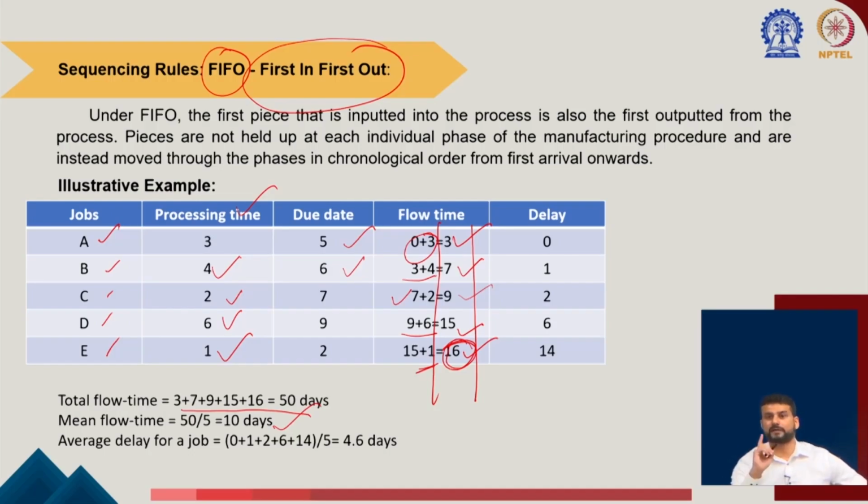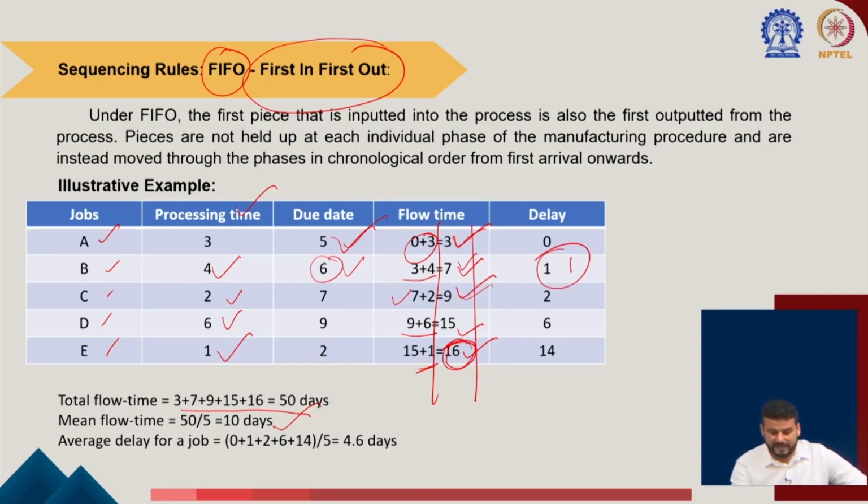Now I want to find out the delay by using this particular algorithm. So job A we are delivering after 3 days, it was supposed to be after 5 days. So we are well on time. Job B we are delivering on the 7th day, but it is supposed to be on the 6th day. So a 1 day delay is there.